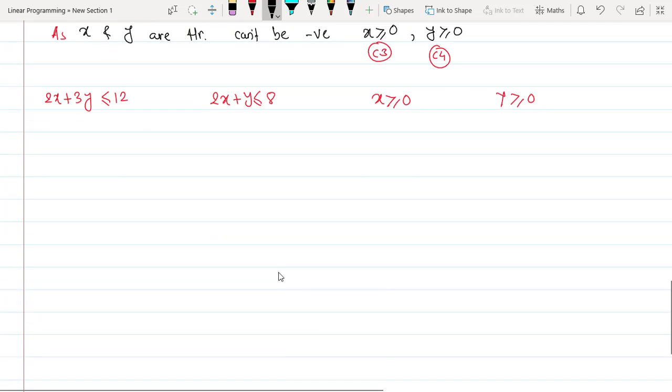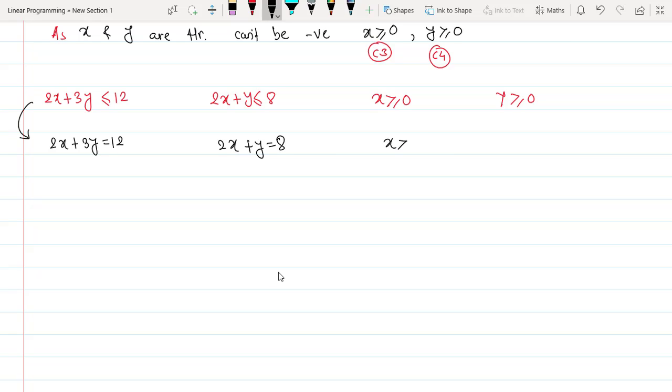Okay, let's follow our normal steps, convert it into lines. 2x plus 3y equals 12, 2x plus y equals 8. Leave x and y as they are, because they do not create any problem for us. Write down in the double intercept form. So x divided by 6 plus y divided by 4 equals 1, and x divided by 4 plus y divided by 8 equals 1. x is greater than or equal to 0, y is greater than or equal to 0.